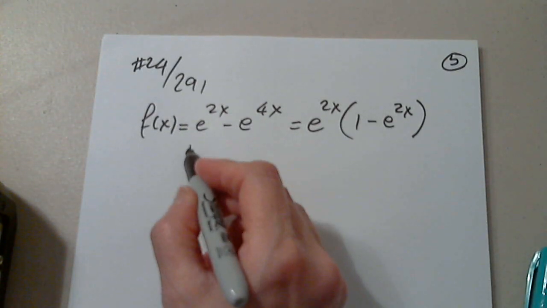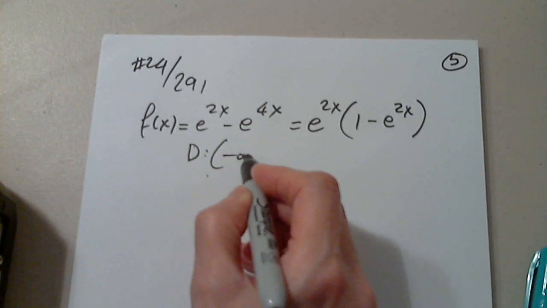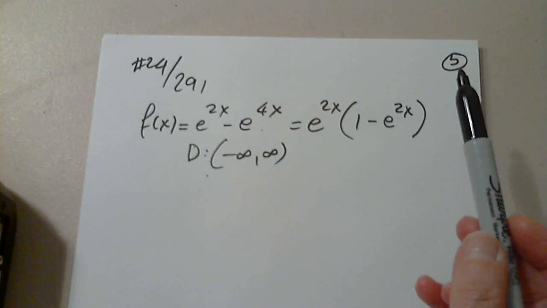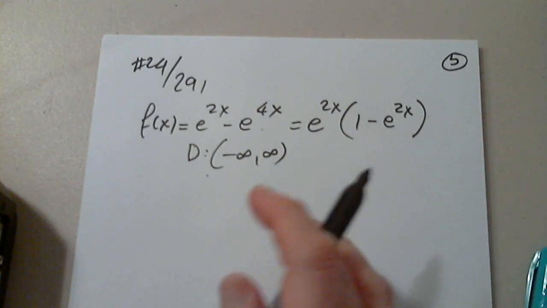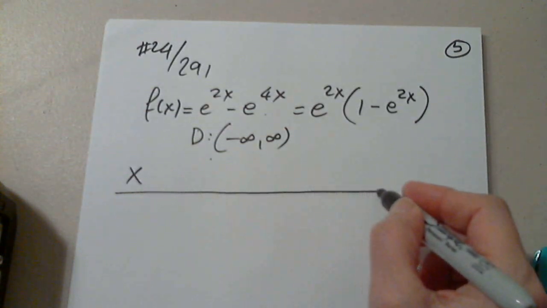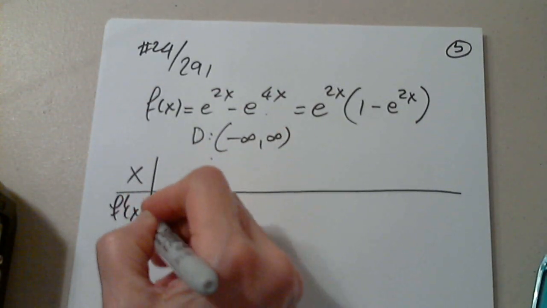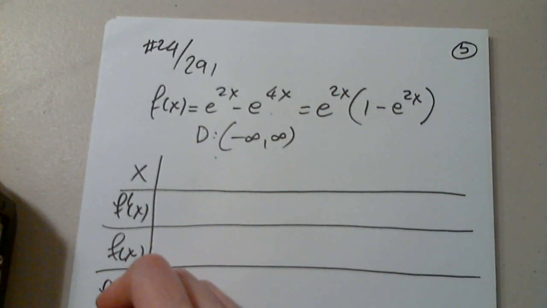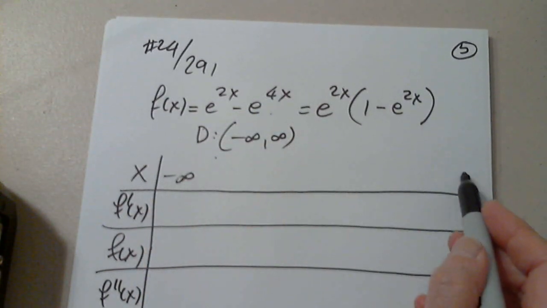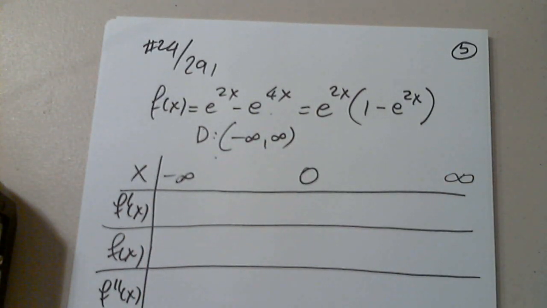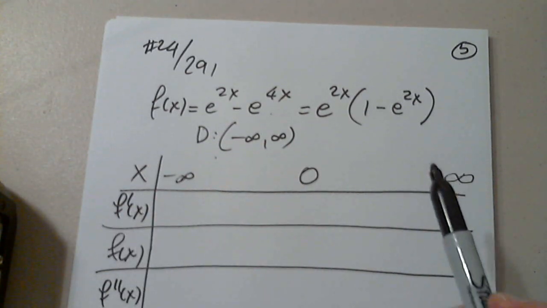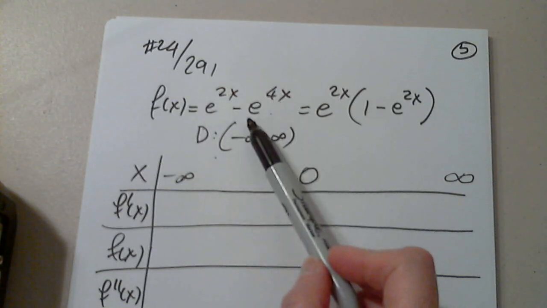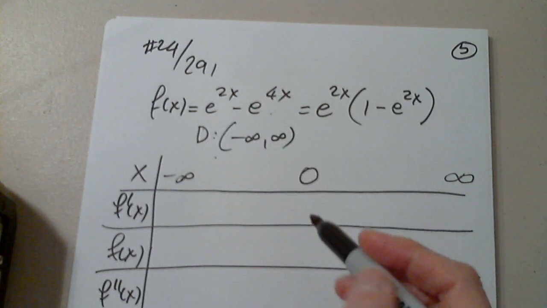I also noticed that the domain of this function is everything. E to the x is never a problem. E to 2x or 4x is never a problem. This is always correct. All real numbers. So I have f prime of x, I have f of x, and I have the second derivative. No problems, only 0 has to be there. There is nothing else. So when I plug in 0, e to 0 is 1, 1 minus e to 0, which is 1. 1 minus 1 will be 0.